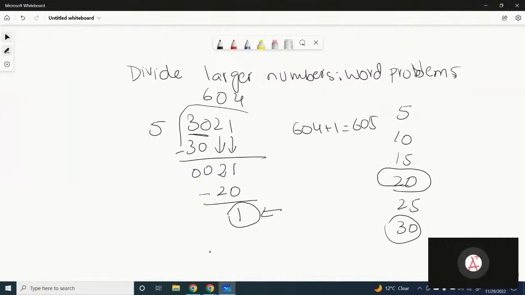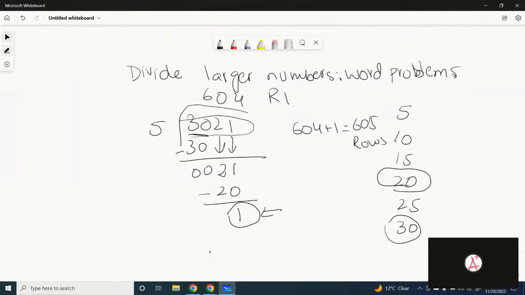Because he has 3021 plants. So for 3021 plants, he can make 604 rows, but the remainder is 1. You are left with just one more plant. So what you have to do with the one plant? He has to add one more row. Got it? So that's why the total rows he has is 605 rows.